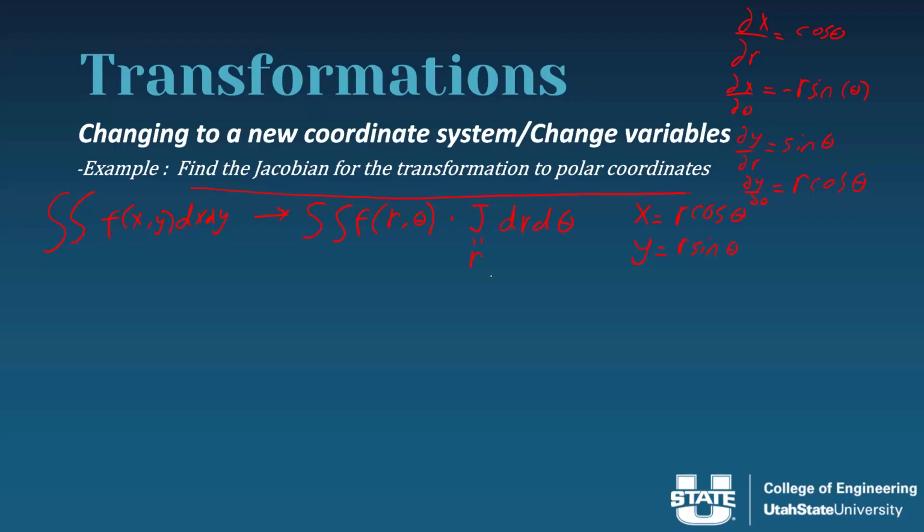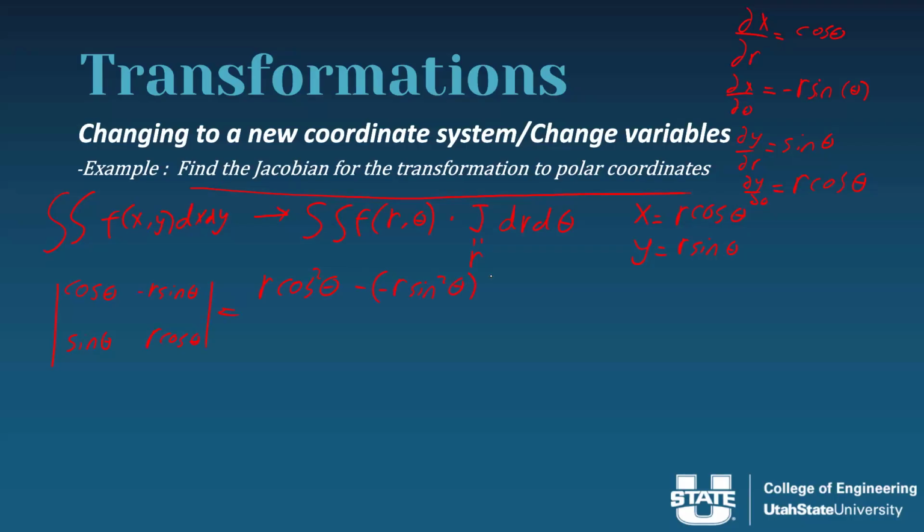So now let's set up our Jacobian matrix. What's that going to be? What we got? Cosine theta, negative r sine theta, and then sine theta, r cosine theta. Looks good to me. All right. So if we were to take the determinant of that, what are we going to do? So cosine theta times r cosine theta gives us r cosine squared theta, minus a negative r sine squared theta.